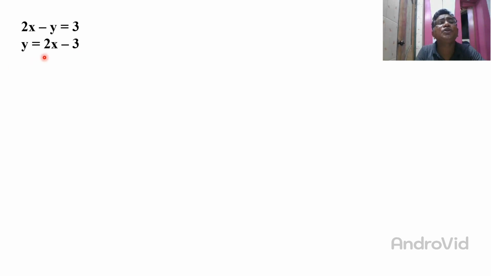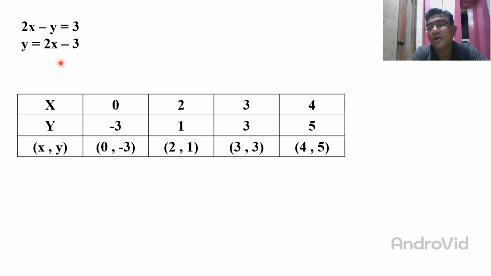So in this equation, which value is according to your mind? In this equation, the value according to your mind is x. Means we are putting the value of x. Because when you put the value of x and solve, then you get the y value. Okay, so here you are putting the value of x according to your mind. So here I again draw a table.